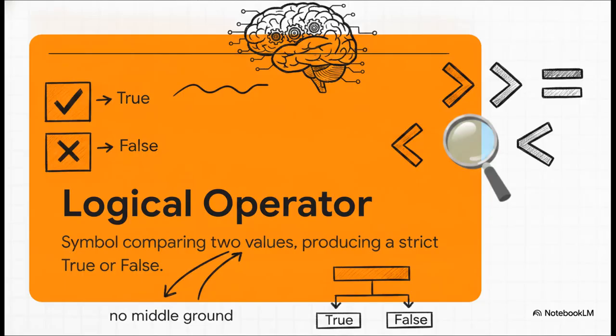But if we want these spreadsheets to actually be smart, we need logic. A logical operator is a symbol used to compare two values, and it produces a strict result of either true or false. There's absolutely no middle ground here. It's not maybe or sort of true. By using logical operators like less than, greater than, or equal to, we are forcing the software to make absolute black and white decisions. And that is essential for complex data analysis.